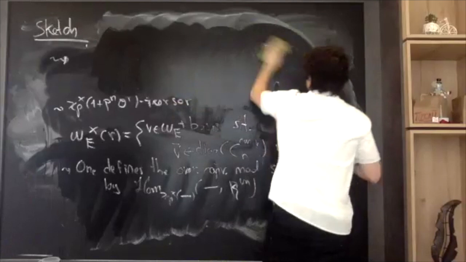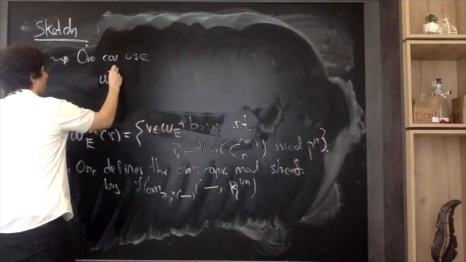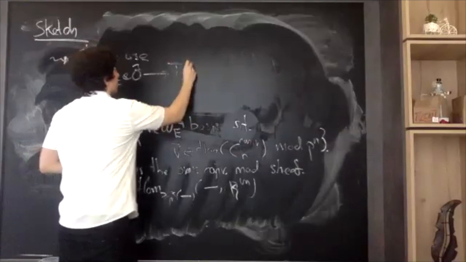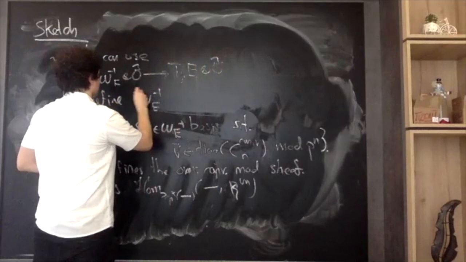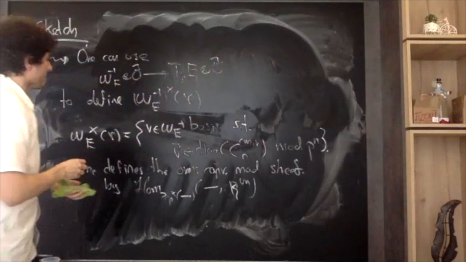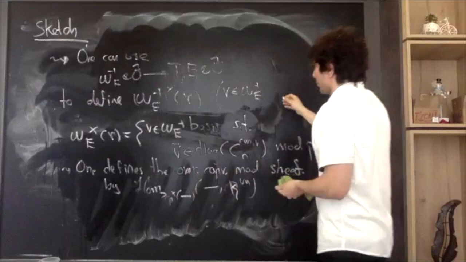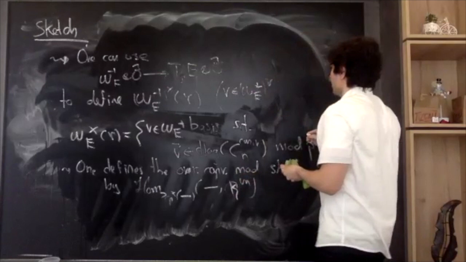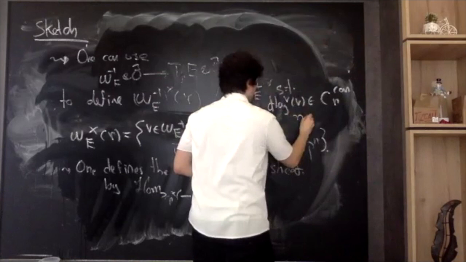So one can use this omega minus one, the TPE, to define a torsor, which I'm going to denote in this way: Omega minus one cross R, which is essentially, again, the basis of omega E for the kernel of the integral reduction, this omega E, the dual of this guy, such that this D log V of V belongs to the canonical group mod P.